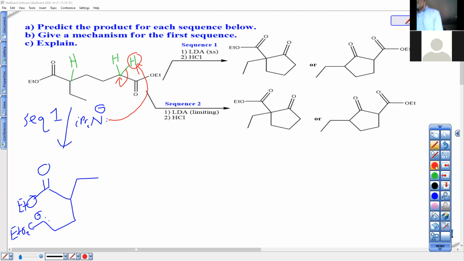There's no equilibrium in this process. Why not? Because I used an excess of LDA, I'm going to have all of these react, and everything except the excess reacts to make quantitatively this enolate. So it has no choice. It can't establish an equilibrium with the other enolate. There's no more H's to take. It's going to do this.